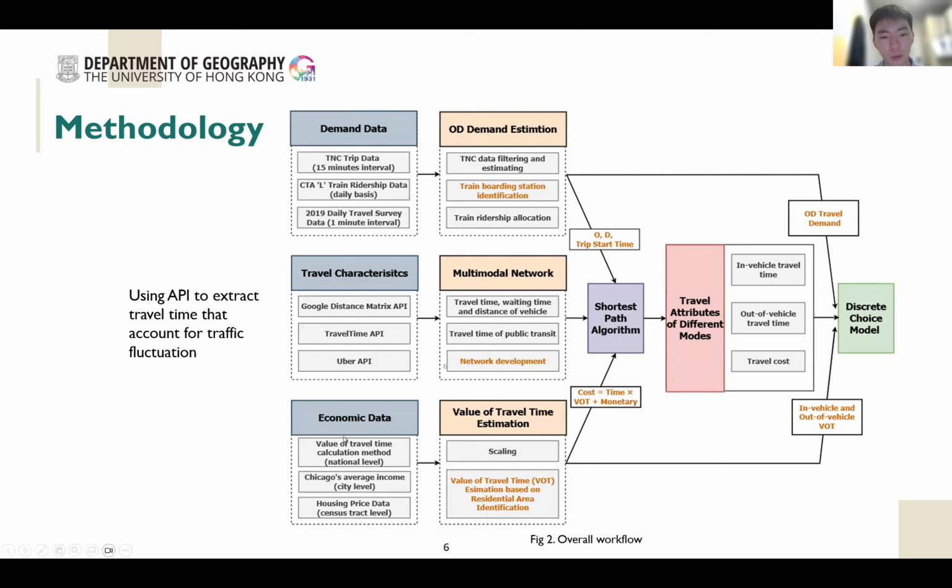So to account for the different values of travel time in different sensor tracks, we use the housing price as the proxy for income to scale Chicago's average income level, the city level, to the sensor track level. And finally, the demand provides the OD and the trip start time, and we use the shortest path algorithms coupled with the value of travel time to convert the time to the cost to find the travel attributes of different modes. Finally, we use them to calculate the probability of every individual choosing the different modes and use these probabilities to split the demand into different shares.